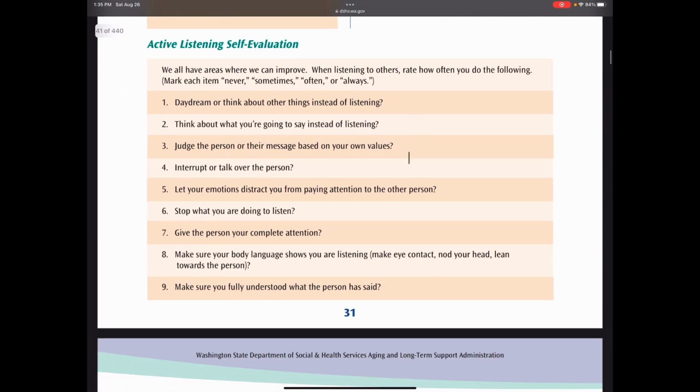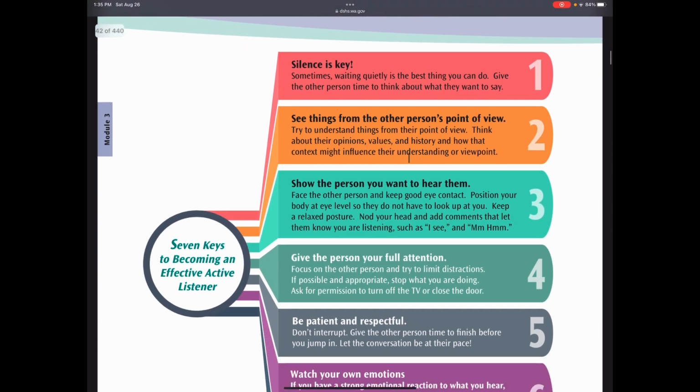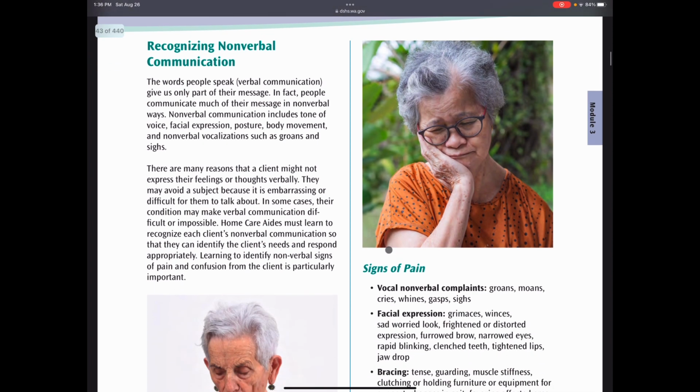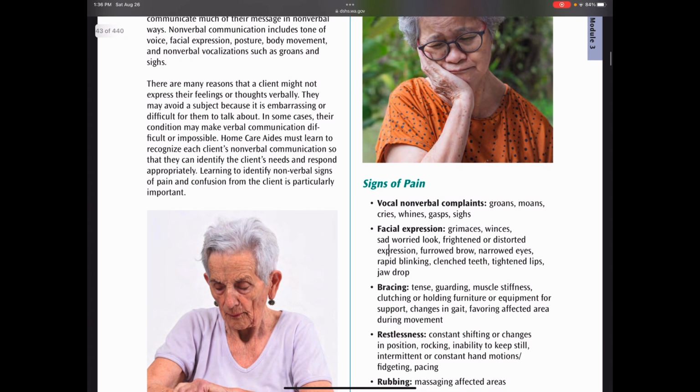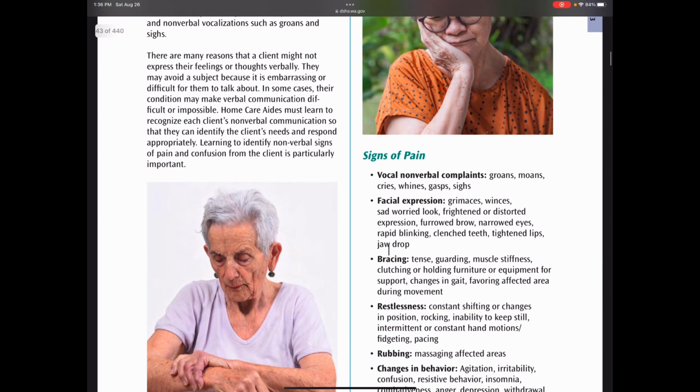Okay, the other one is recognizing non-verbal communication, body movement, and non-verbal vocalization such as groans and sighs. Those are non-verbal communication. So when we are working with people, it's very important to observe these signs of nonverbal communication. We need to recognize them.